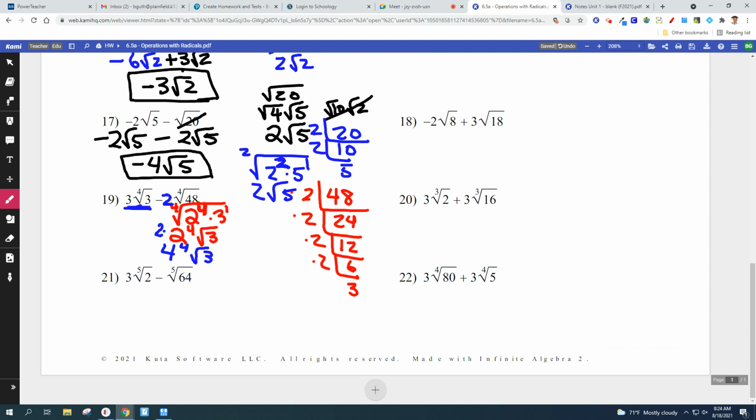Now we haven't even looked at this yet. So that comes down, we've got 3 times the 4th root of 3 minus 4 times the 4th root of 3. But now it should be easy because they're like terms. You got 3 minus 4 is -1. We're going to have negative 4th root of 3.